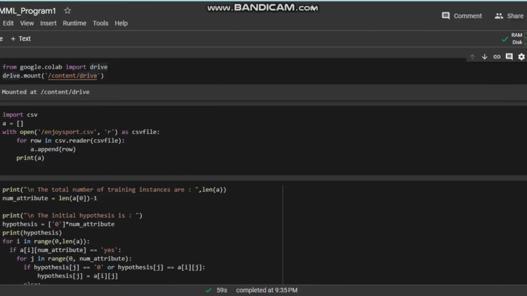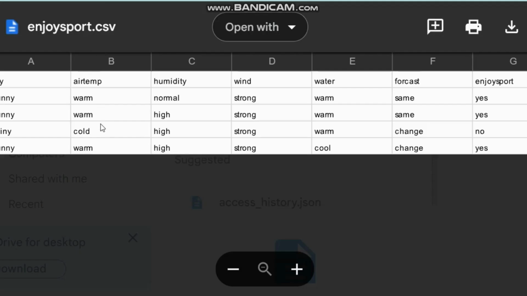So guys, here I am in my Google Colab to show you and implement the Find-S algorithm. Before I go on to that, I will just show you my CSV file that has the data. Here I've taken six factors: sky, air temperature, humidity, wind, water, forecast, and our final attribute, whether he's enjoying the sport or not.